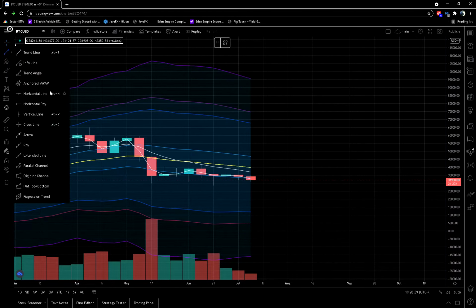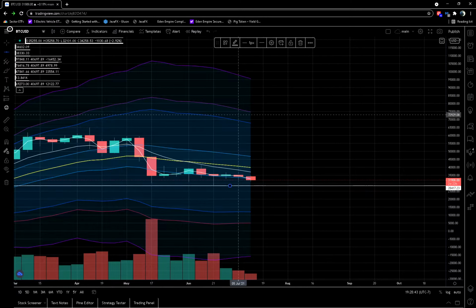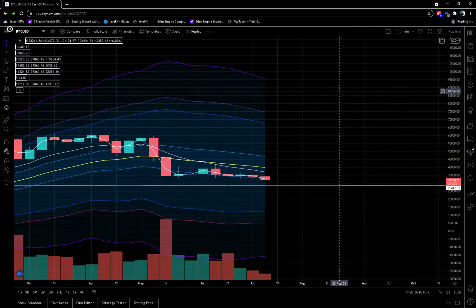So I'll just draw kind of the low that we had, not the all-time low, but the recent low after the bull run. So I'll just put a horizontal line at the bottom of 28. So 28K was the low. So for the weekly, we're on the weekly charts. We're looking at the weekly candles.